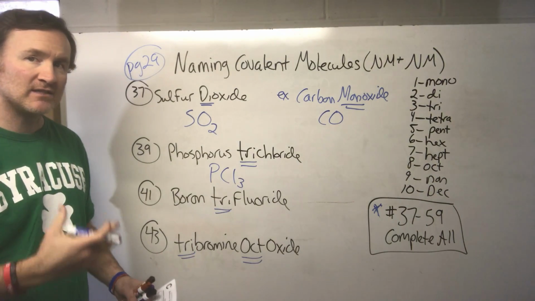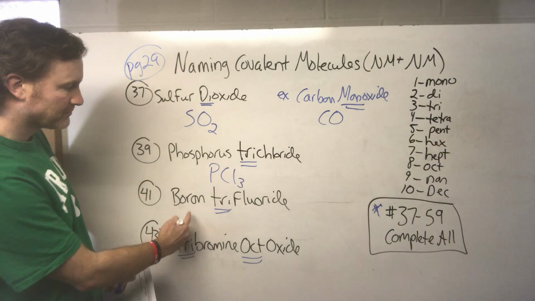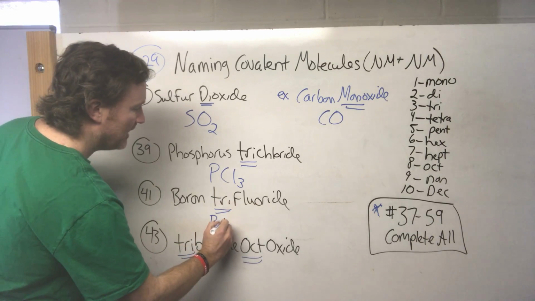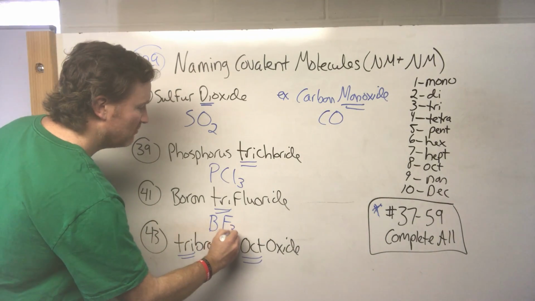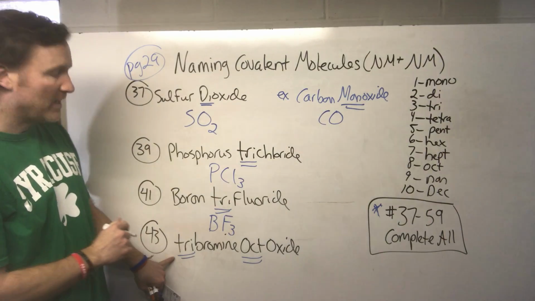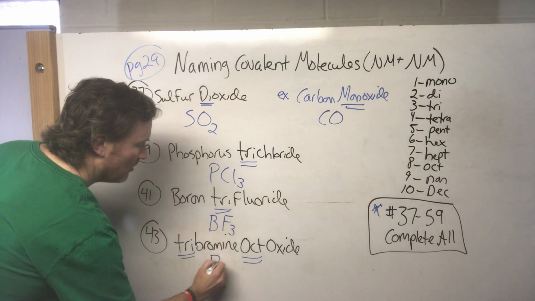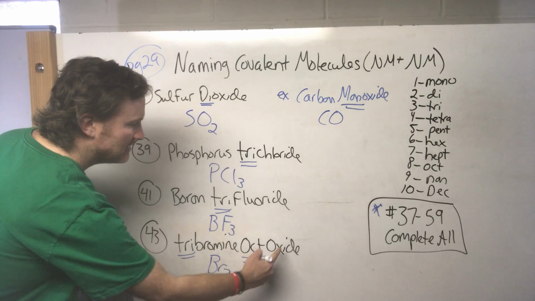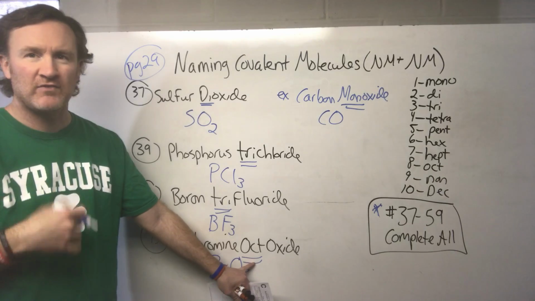And that's it. It's relatively simple. We might find these a little bit easier than we found the ionic ones. Boron trifluoride. Boron is B. Trifluoride: F is fluorine, and fluoride comes from fluorine, and then we have BF3. Tribromine octoxide. This is the first one with a prefix in the front, but the concept is the same. So I have Br, which is bromine. Tri means I have 3 of them. Oxide, O, and then oct is my prefix for 8.